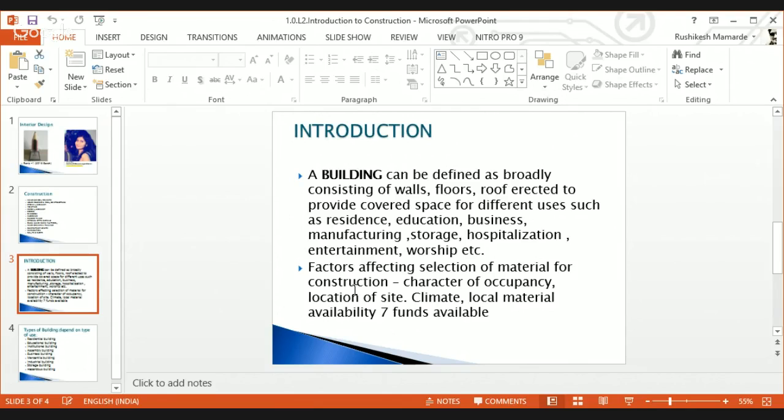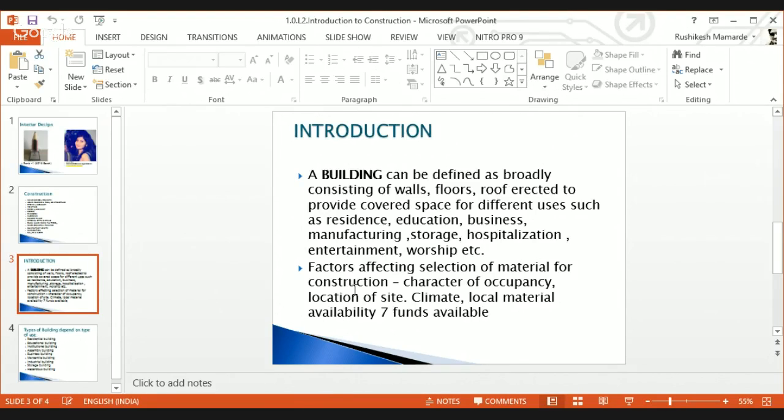So, what are the factors affecting selection of material for construction? There are different factors which affect the selection of material for constructing any kind of building. That is the character of occupancy, meaning what type of building you are going to construct, then the location of the site, and the climate of the location, whether it is India or UK or China, or a coastal area like Goa, or Maharashtra, or Ahmednagar, or Pune, or Mumbai. There are different factors, so depending on those factors, construction of the building is made.